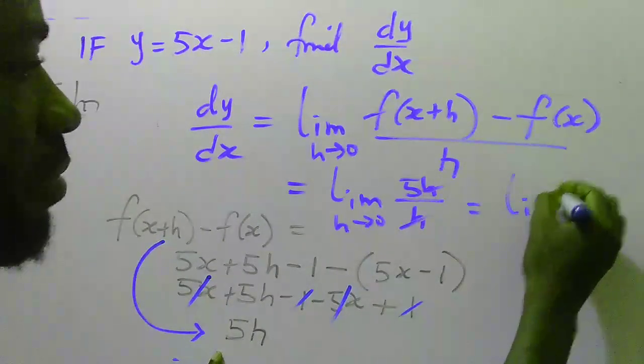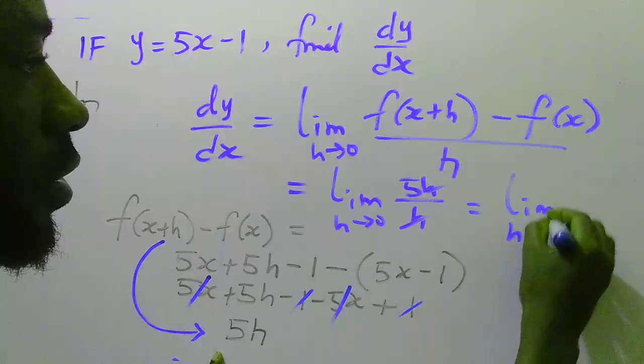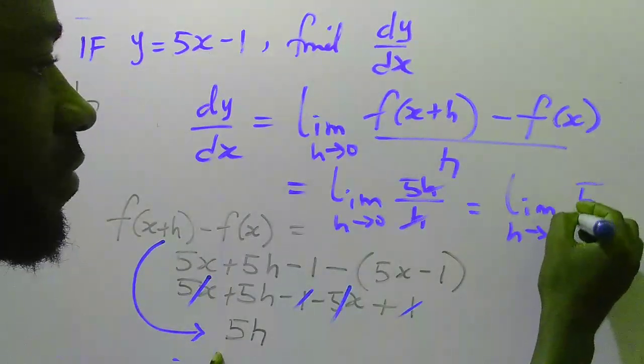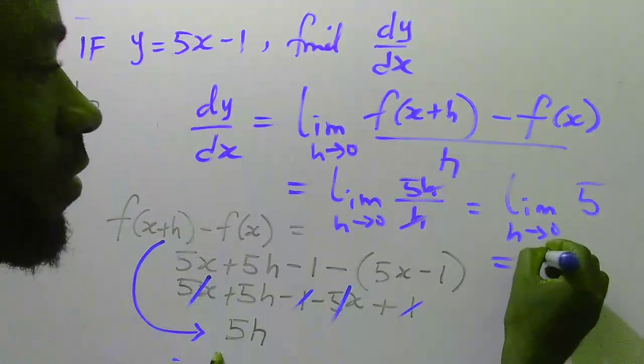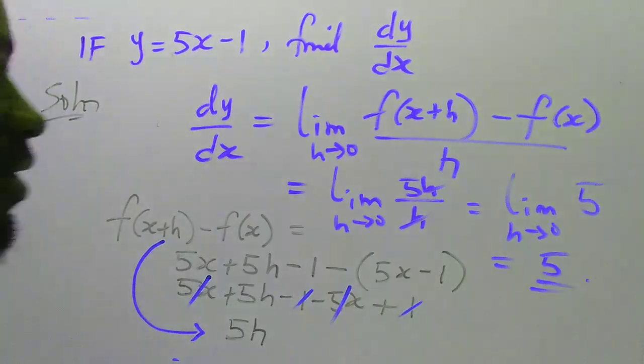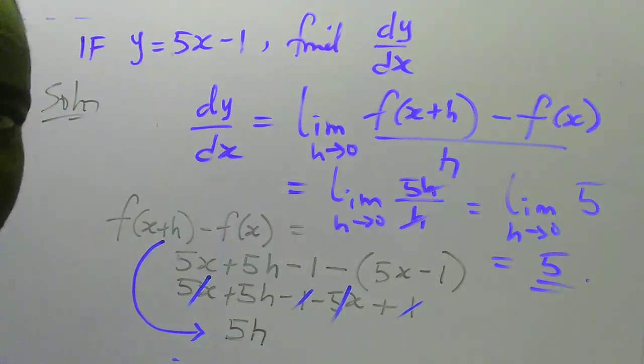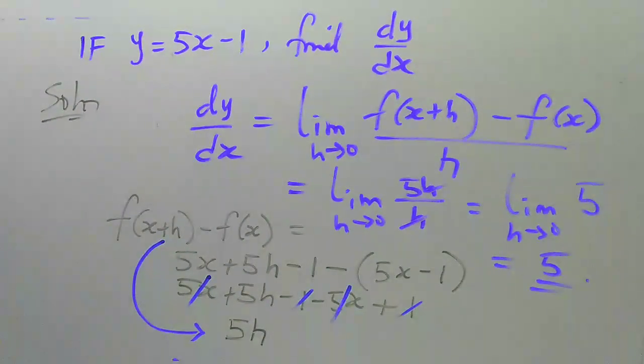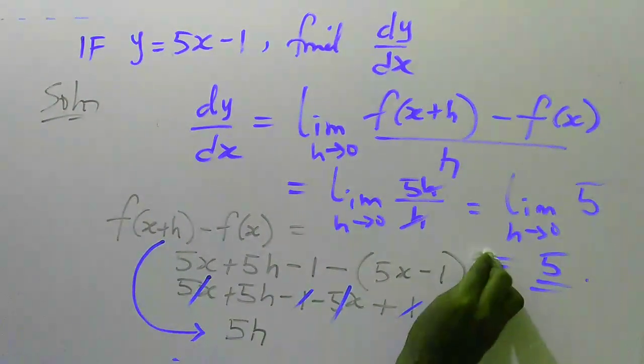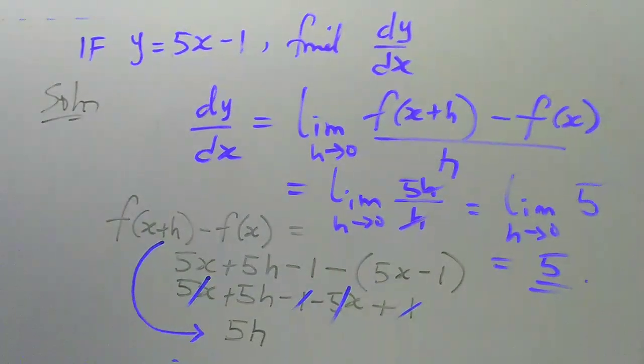This cancels this. I'm left with 5. Okay, and therefore my answer is 5. And this is simply because the limit of a constant is that constant itself. So the limit of 5 as h tends to 0 is 5.